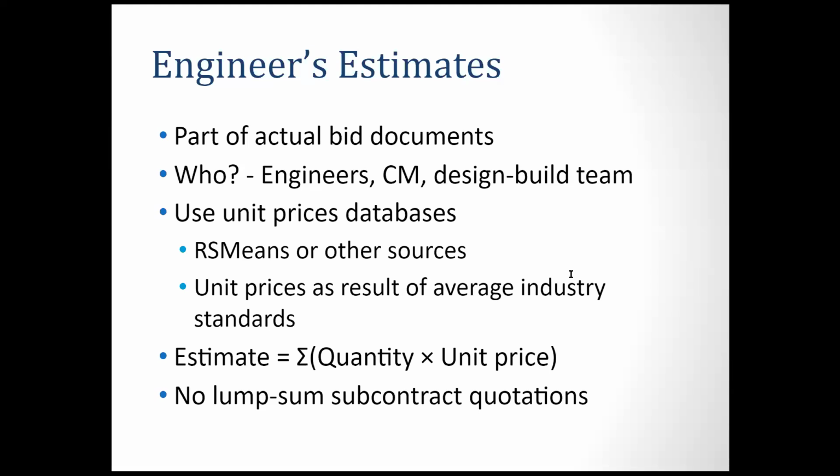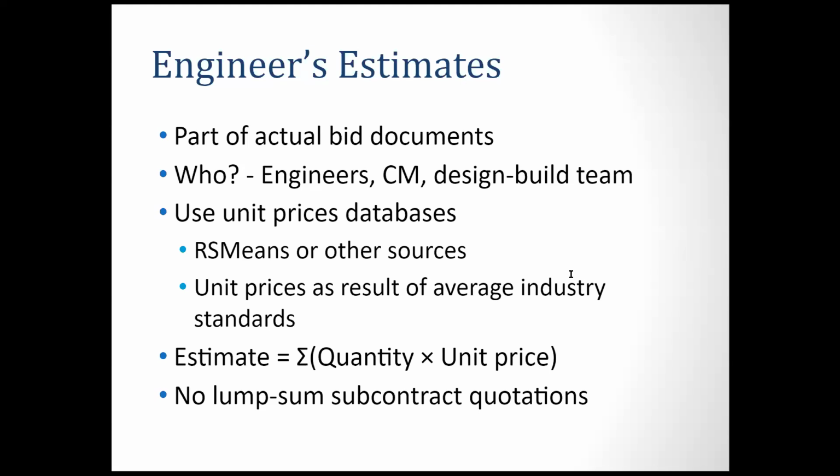for the engineer's estimates, that is actually part of the bid documents provided by the owner, right? Who performs it is the engineers, maybe the CM company or the design-build team. So the unit price for the engineer's detail estimate is not from your company's history data; it's from RS Means or other standard resources nationwide, statewide, or regionally. The unit price is the average of industry standards. So the estimate is very easy. You have a quantity, times your unit price, and then sum them up.